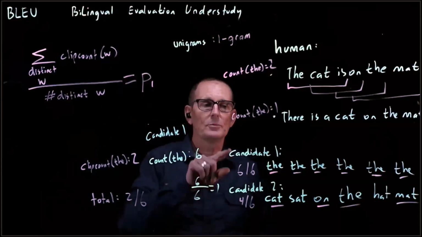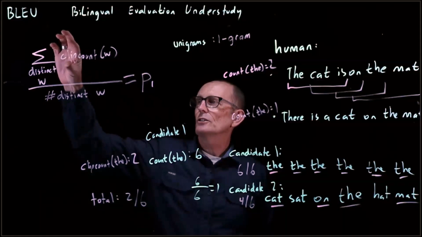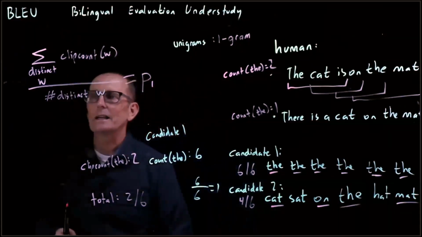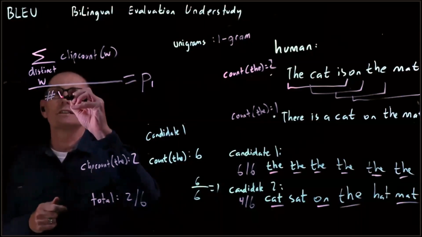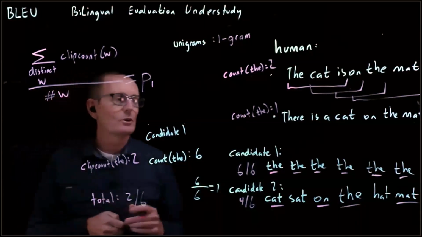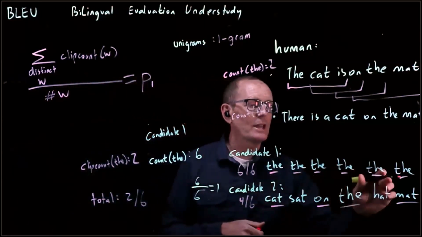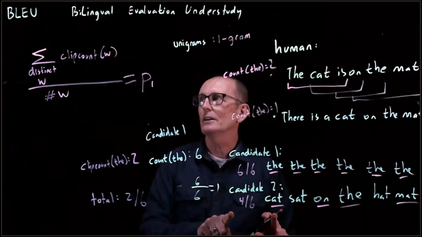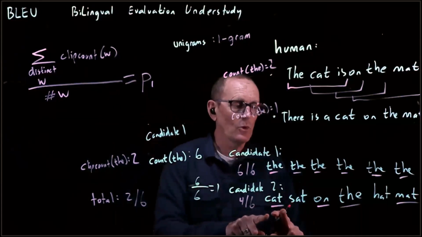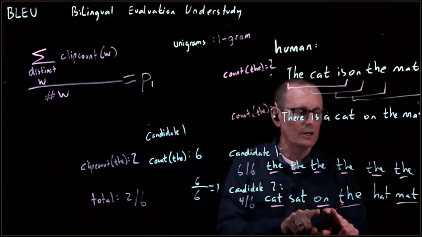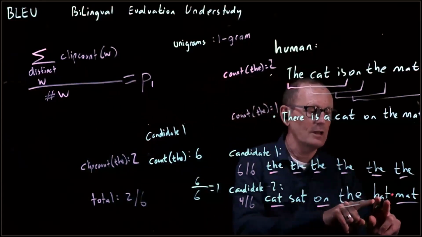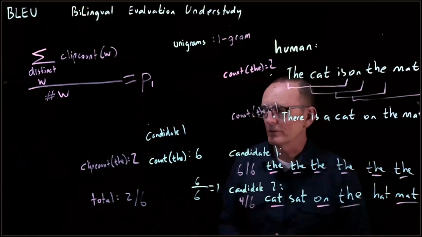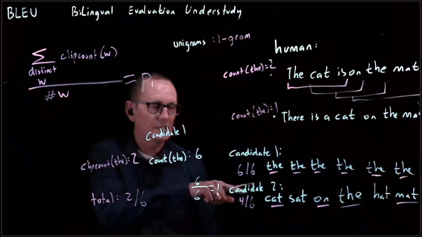So again, for our P1 of candidate 1, there's only one unique word, the clip count of "the" is 2. I lied on this, I'm sorry. This is just the number of words, so the total number of spaces here. So it's 2 divided by 6 in this case, and here the clip count of cat is 1, sat is 0, on is 1, the is 1, hat is 0, mat is 1, so we get a total of 4 over 6. Okay, so that's its P1 score.